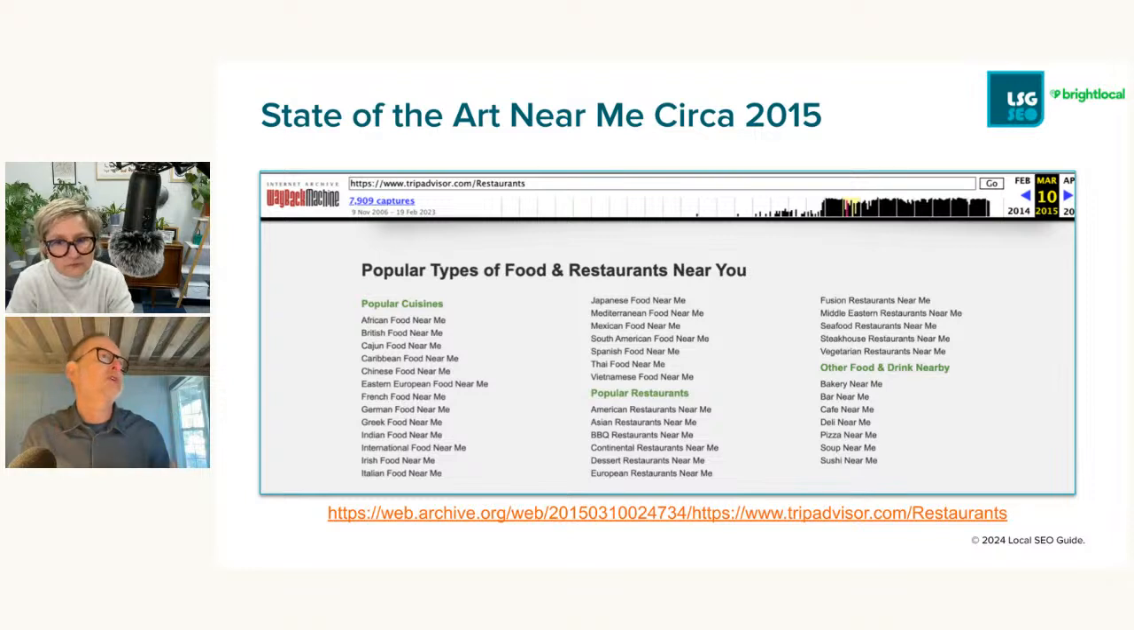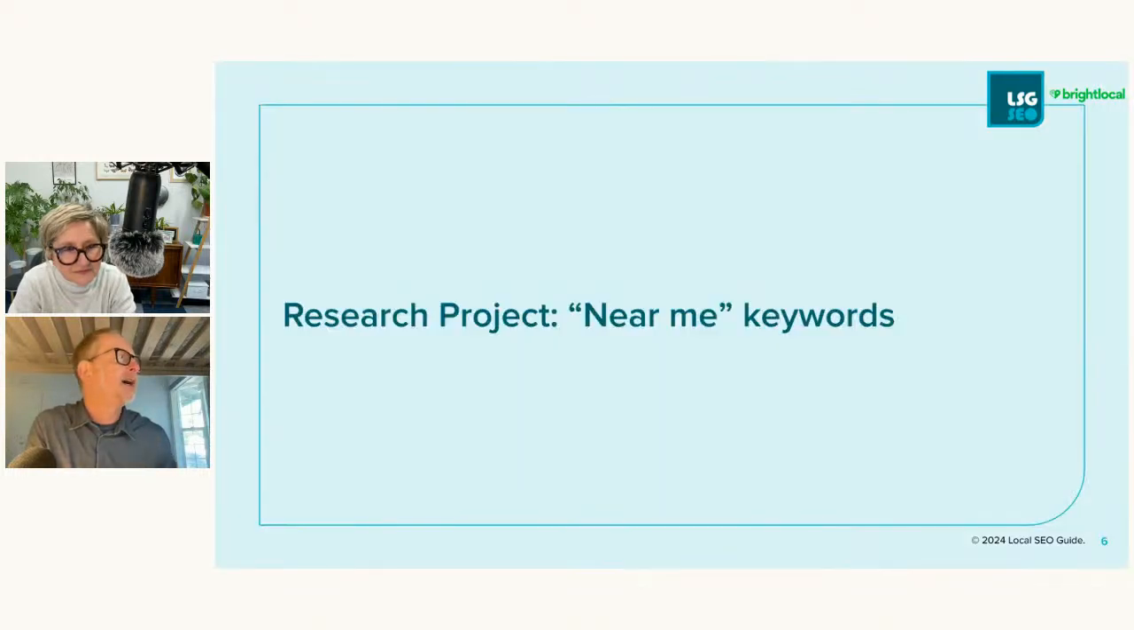Like I said, in 2015 I got the idea to do this because I happened to stumble upon this amazing page from TripAdvisor, which was the first site I ever saw really doing this near me thing. They had a restaurants near me page that said food and restaurants near you, with all these internal links: Greek food near me, Chinese food near me, and so on. And they were ranking for all this stuff. So I wanted to do that. We started doing this on a lot of local search sites we were working on, and it worked amazing.